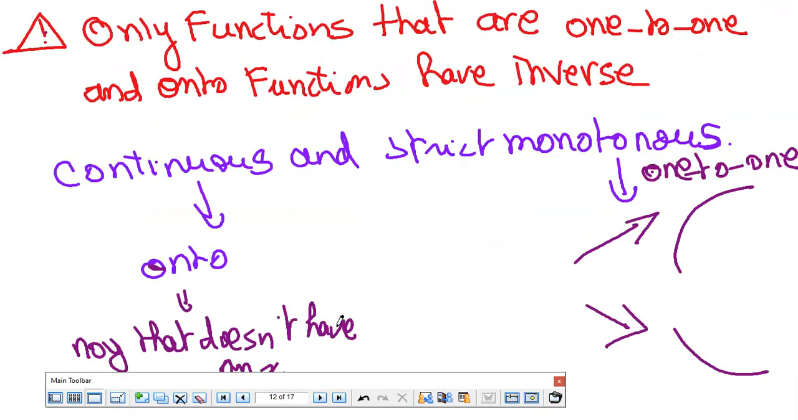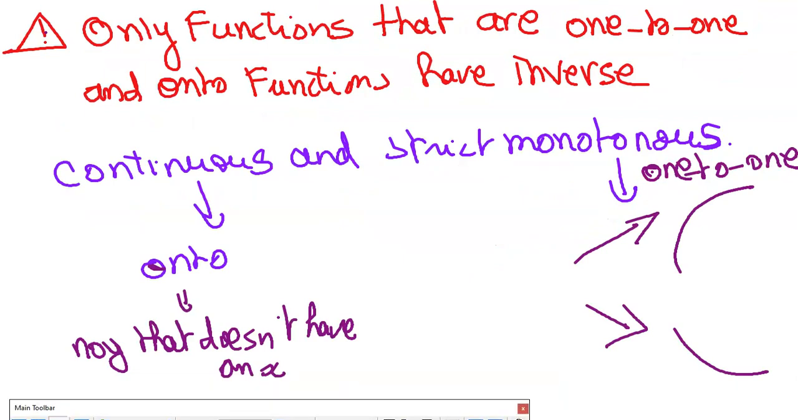And before, I will need to write a remark, and then we move to the last example. Not all functions have an inverse. We will see that not all the functions have inverse functions. Only functions that are one-to-one and onto have an inverse function.